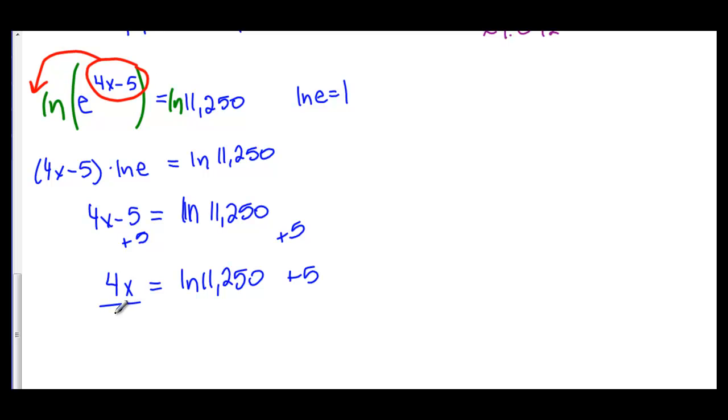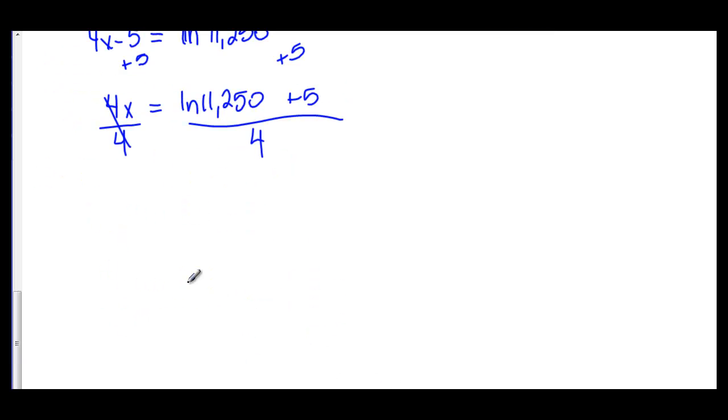All right, and then our last step is just going to be to divide by 4. And we're going to end up with x equals the natural log of 11,250 plus 5 all over 4.